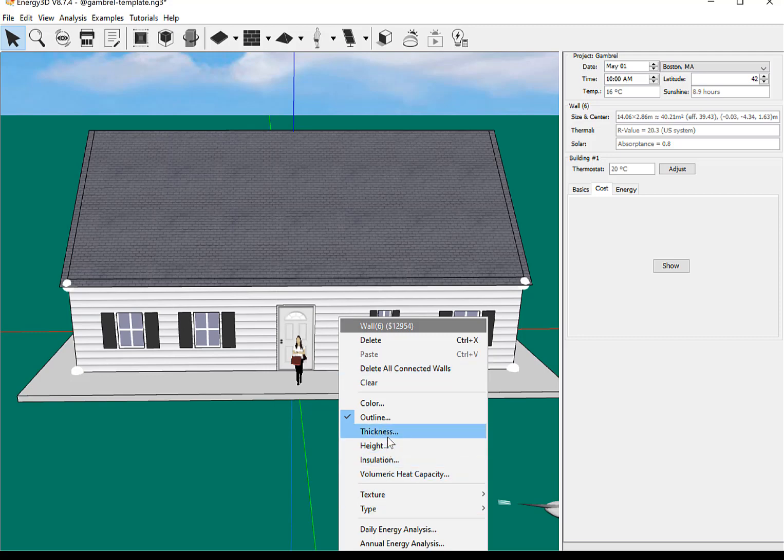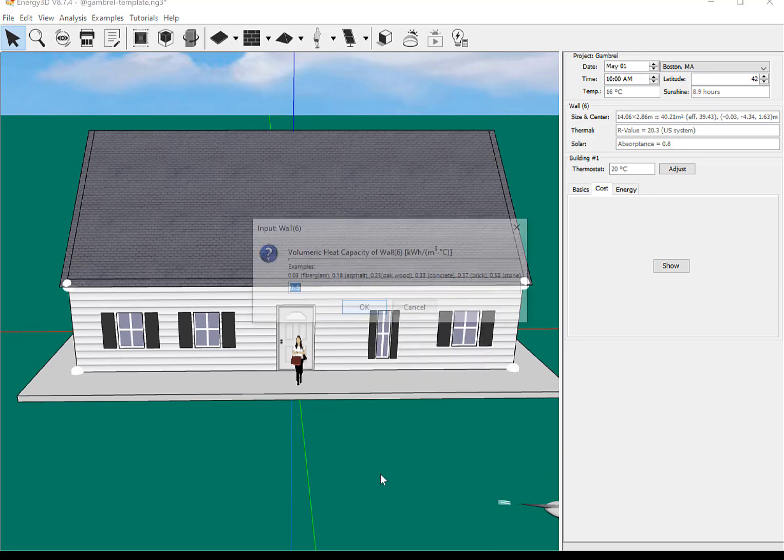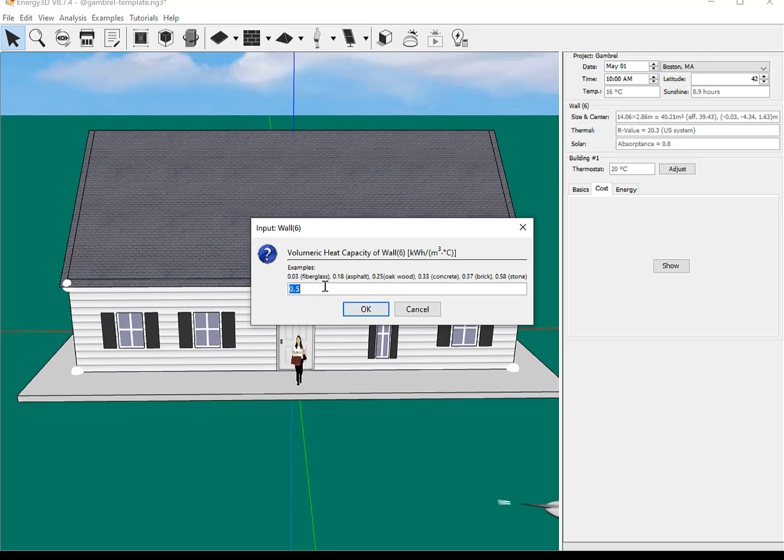I can change the thickness, I can change the height, I can change the insulation, and I can even change how much heat that it holds as a whole volume. So that's all the wall together. Generally won't play around with this as much. But notice you can decide on if you want your house made out of stone versus brick versus concrete. Right? Stone is actually quite good in terms of retaining heat. So right now we've got it set at 0.5. We'll just leave it at that.